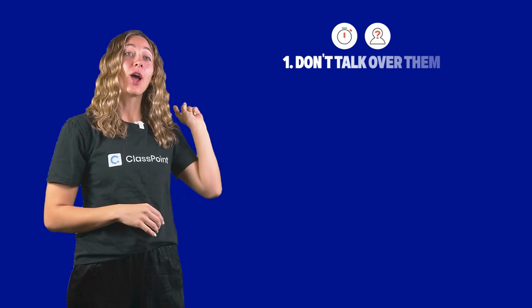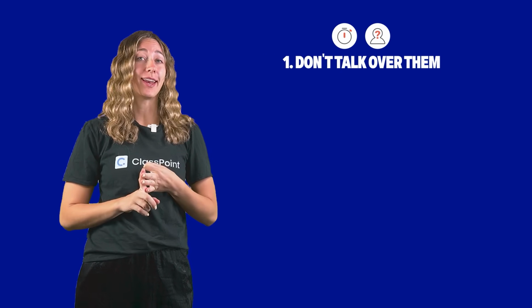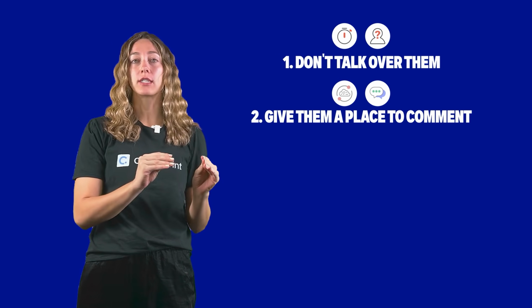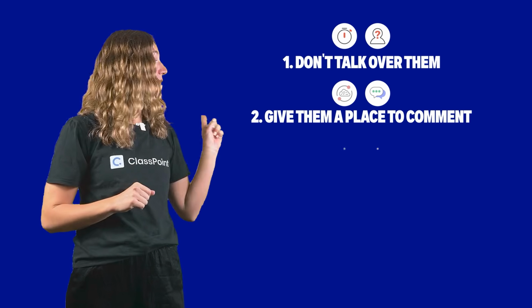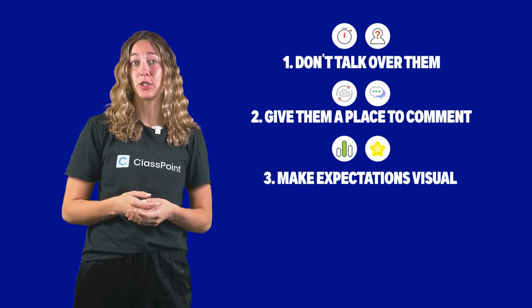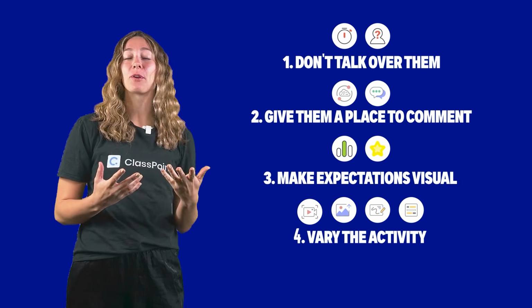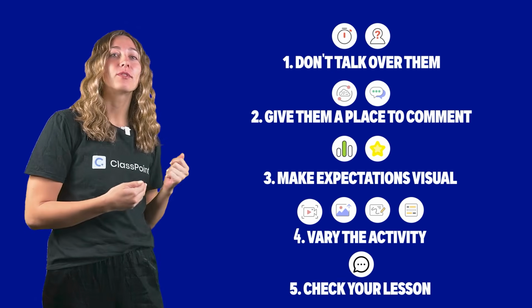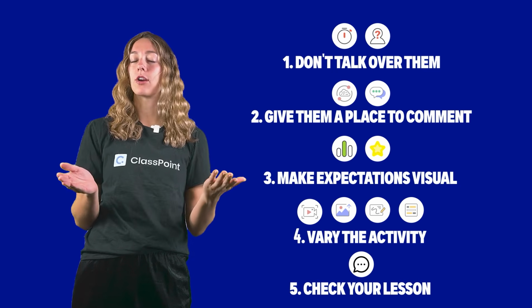So that's it. Here is a quick recap of our 5 different strategies. 1, don't talk over your students. Use a timer, a countdown, or a name picker. 2, give them a place to comment. Have a structured talk time or use the word cloud or short answer to hear everyone's thoughts. 3, make your expectations visual. Levels, stars, leaderboard. 4, vary up your activities. Mix the question types, keep them engaged as you go. And 5, check your lesson. Sometimes the chatter is a symptom. Fix the engagement and the talking can drop.